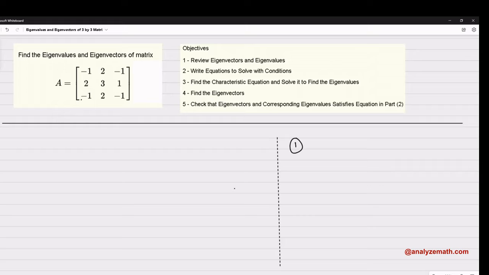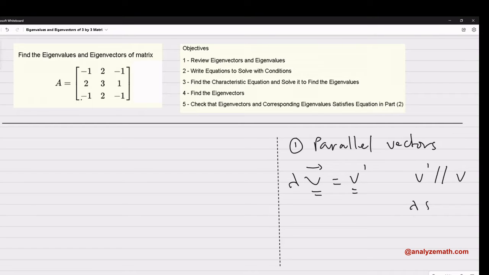The first one is parallel vectors. Now if I take any vector v multiplied by a scalar, I will get another vector which is parallel to v. So v prime is parallel to v, where lambda is a scalar.